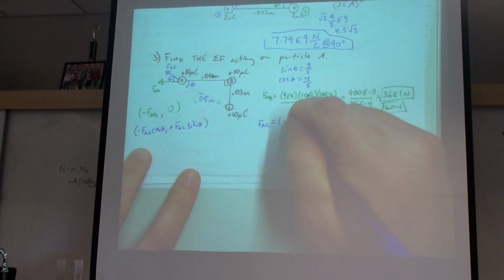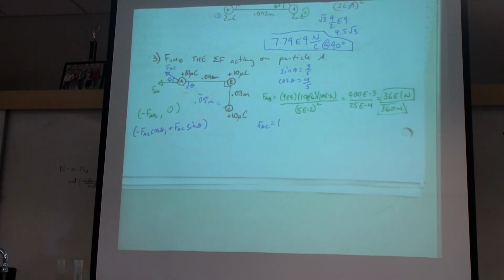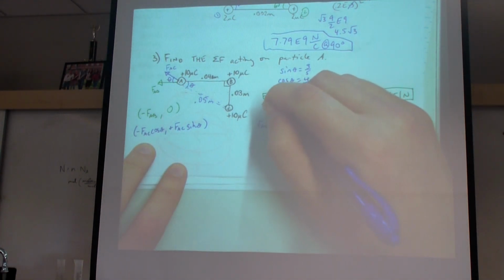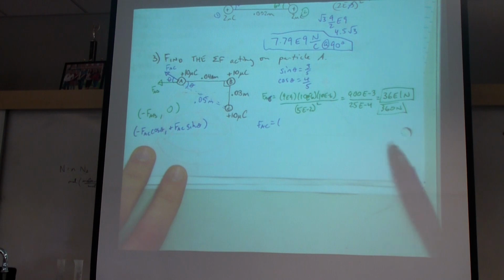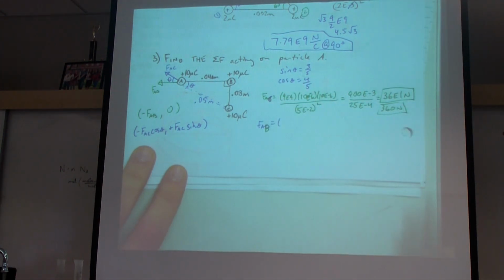FAC? Oh, you guys! I screwed it up. You know what I just did? That was FAC, because I used 0.05. So I'm just going to change that. I was testing you guys. And now I've got to do FAB. And again, I screwed up my color scheme.